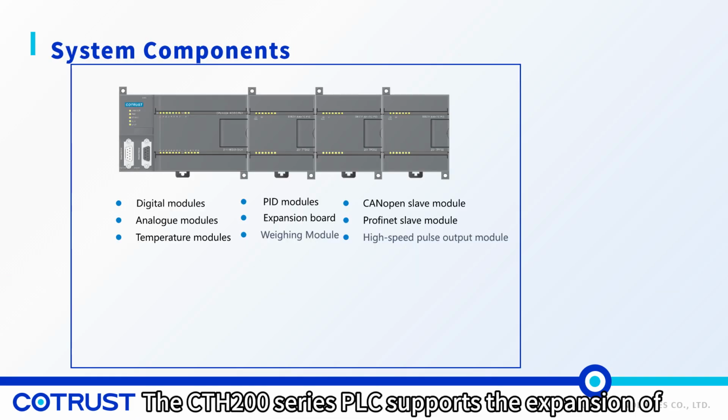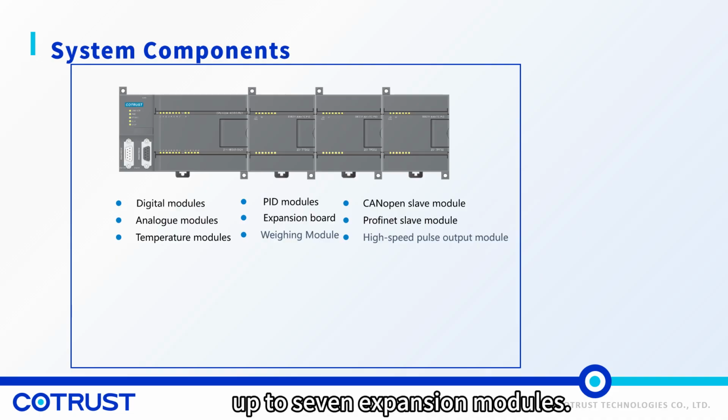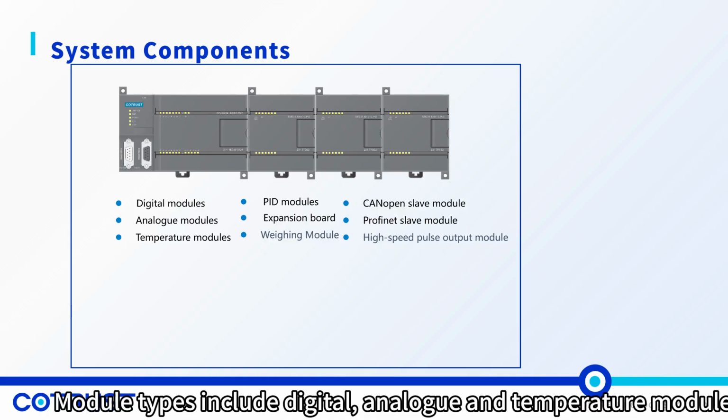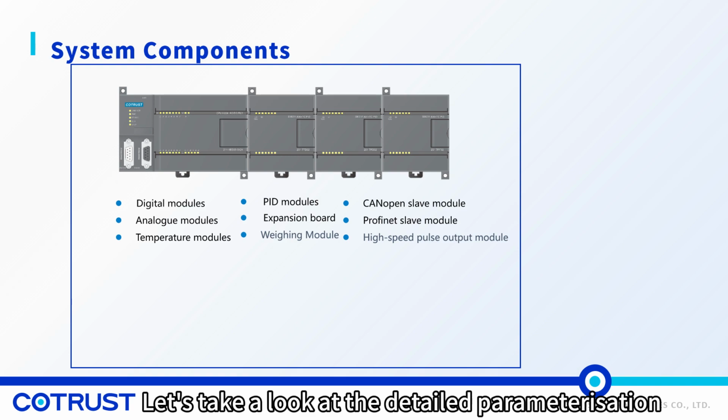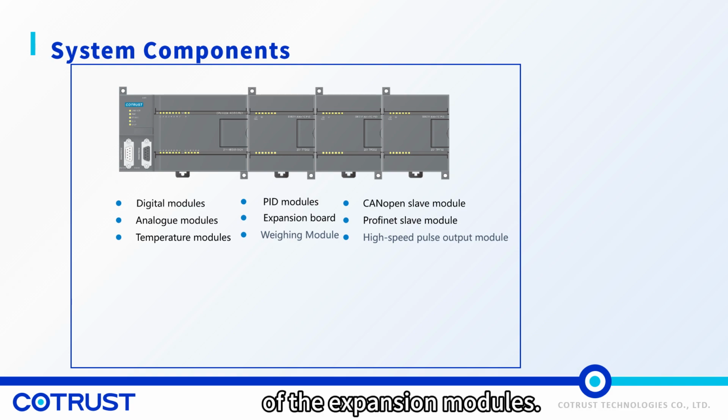The CTH200 series PLC supports the expansion of up to 7 expansion modules. Module types include digital, analog, and temperature modules, PID modules, expansion boards, and conslave modules. Let's take a look at the detailed parameterization of the expansion modules.